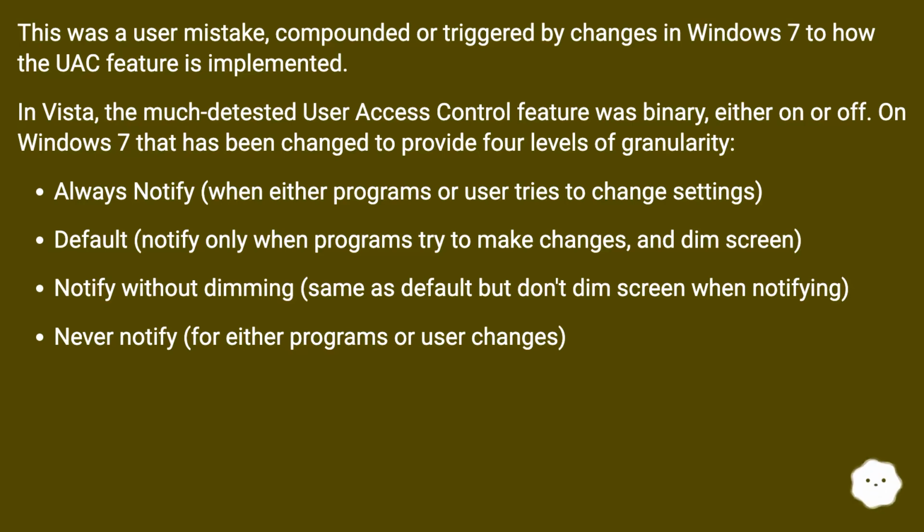Always notify: when either programs or the user tries to change settings. Default: notify only when programs try to make changes, and dim the screen. Notify without dimming: same as default but don't dim the screen when notifying. Never notify: for either programs or user changes.